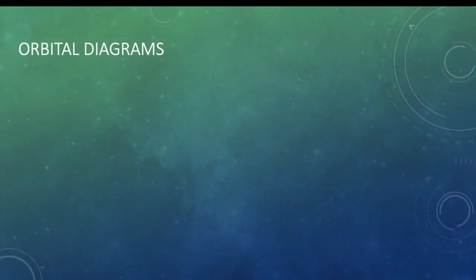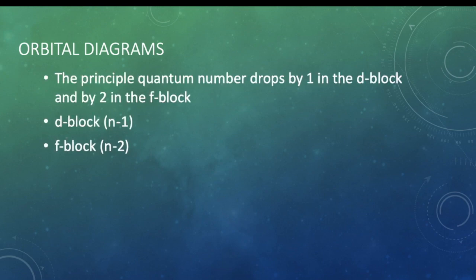Now there's one more thing to remember while we're making orbital diagrams, and that's that some funny things happen with our principal quantum number when we're dealing with D and F block elements. First off, your principal quantum number will actually change. When you move into the D block, the principal quantum number drops by 1. And when you move into the F block, the principal quantum number will drop by 2. We'll see what that looks like in our second example.